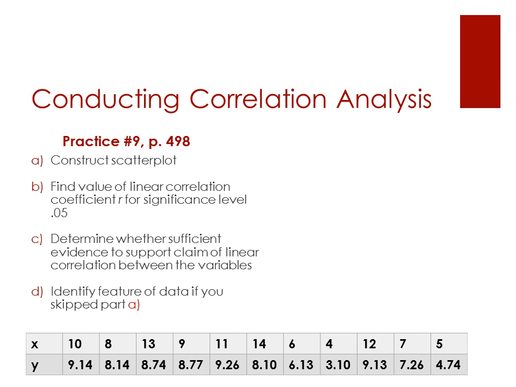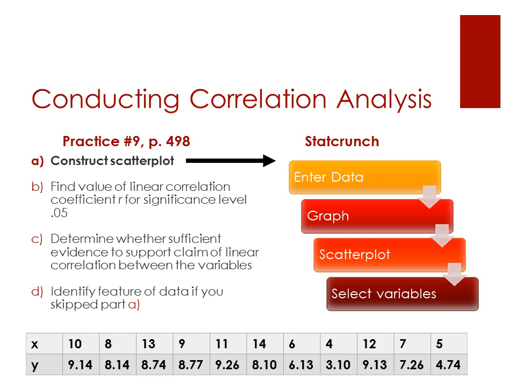So let's take a look at our different steps in doing this. First of all, in constructing a scatter plot, which we should always do before we go any further with our data, you're going to want to go to StatCrunch. When you open up the StatCrunch software, you're going to enter your data, just as we've been doing all semester long. Once you have your data entered for your columns, you're going to want to select the option to graph it. Then you want to pick scatter plot, and then you're going to need to select your variables.